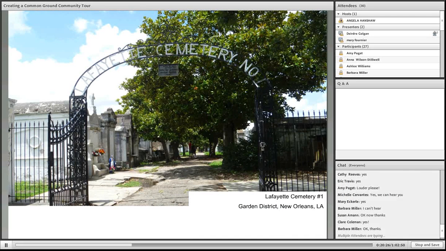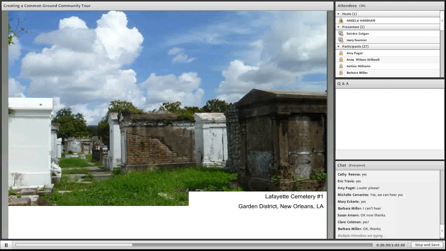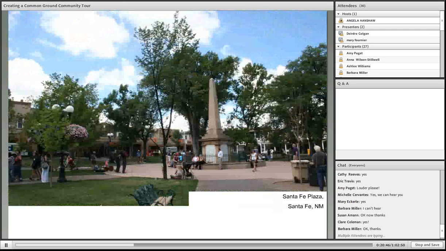The Lafayette Cemetery #1 in New Orleans is a classic example of a memorial site, one of a very early kind of graveyard, where people really built houses for the dead, for their families, and went to visit them, believing that there was much less distance between living and dead at that time.